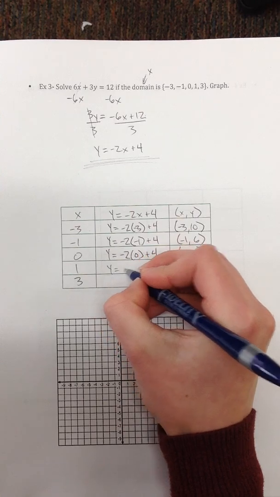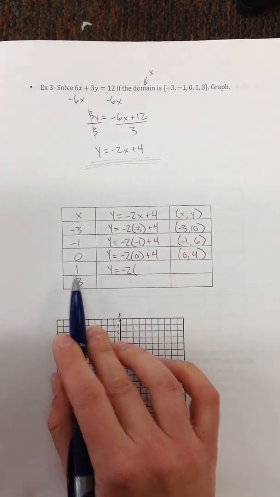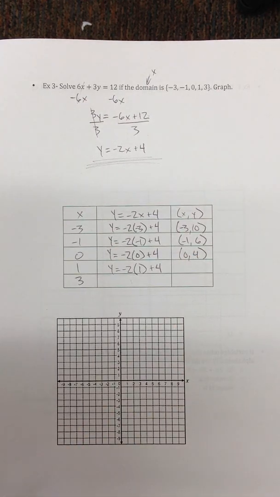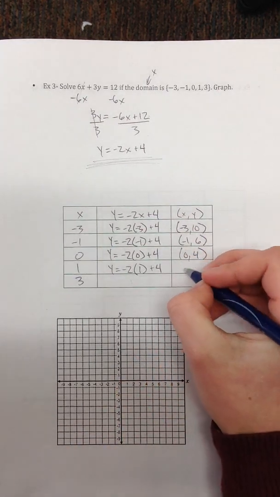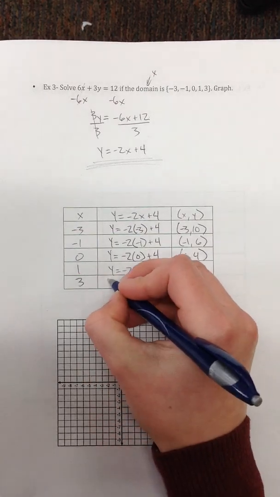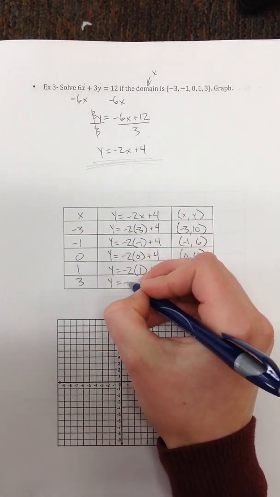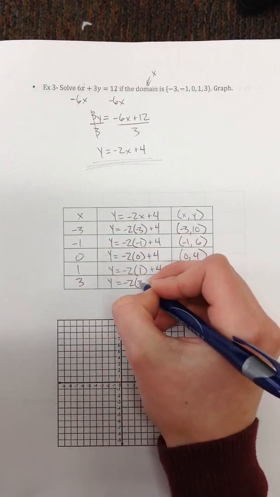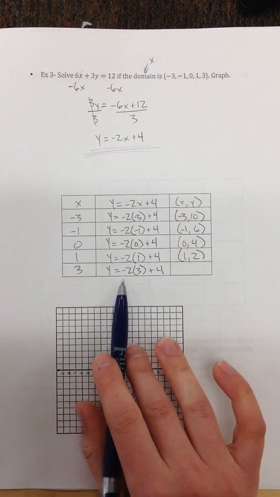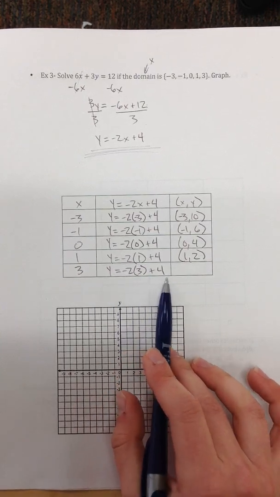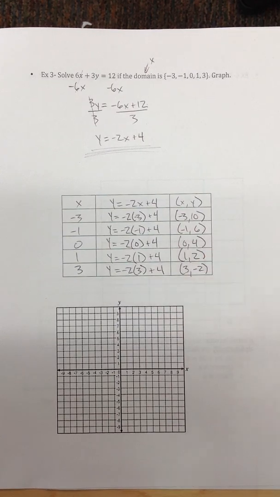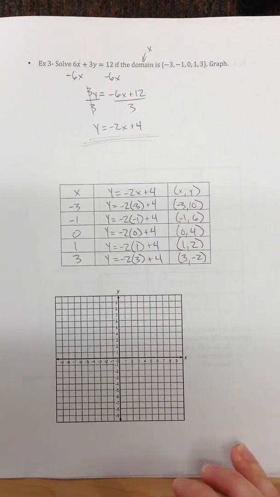Then I'll have y is equal to negative 2, and my x value is 1, plus 4. So negative 2 times 1 is negative 2, and then plus 4 would be 2, so 1 for the x, 2 for the y. The last one would be 3, so negative 2, and I'm going to plug in a 3 for my x, plus 4. So negative 2 times 3 is negative 6, plus 4 would be negative 2. So 3 for my x, negative 2 when I solve out for my y.